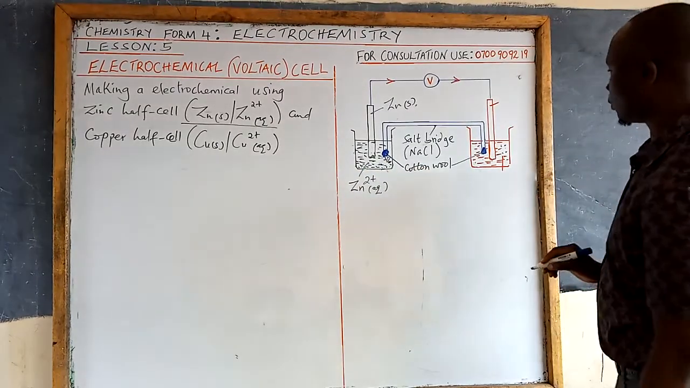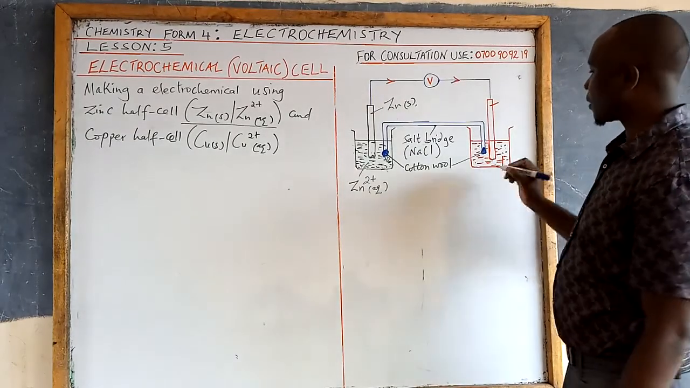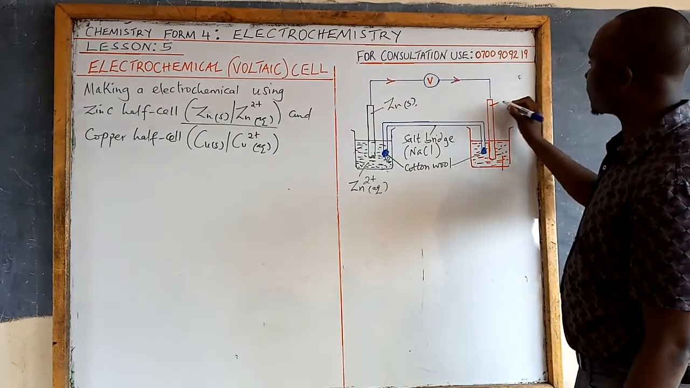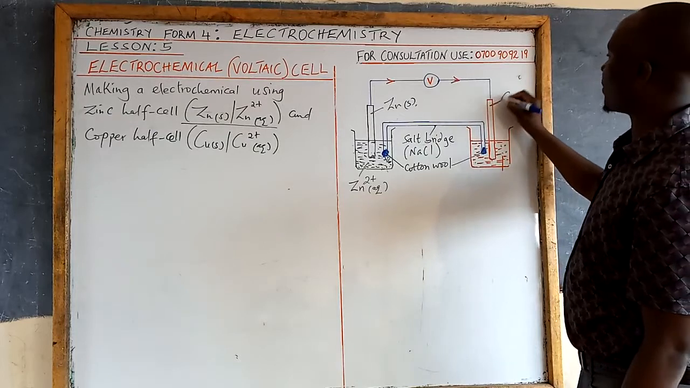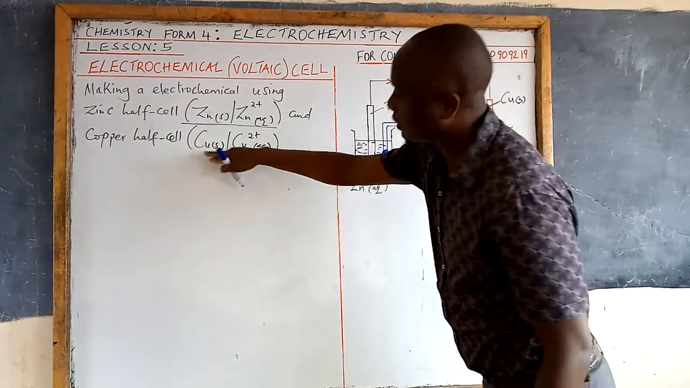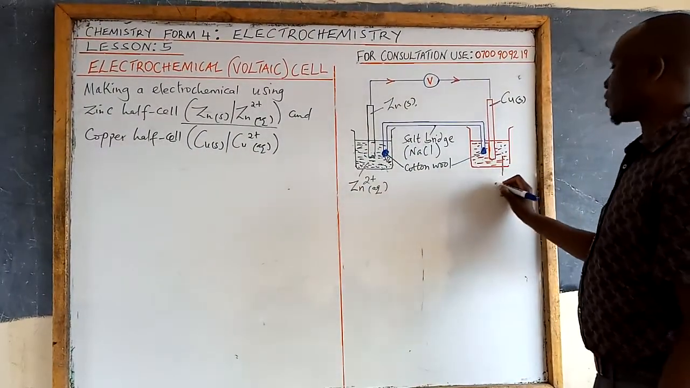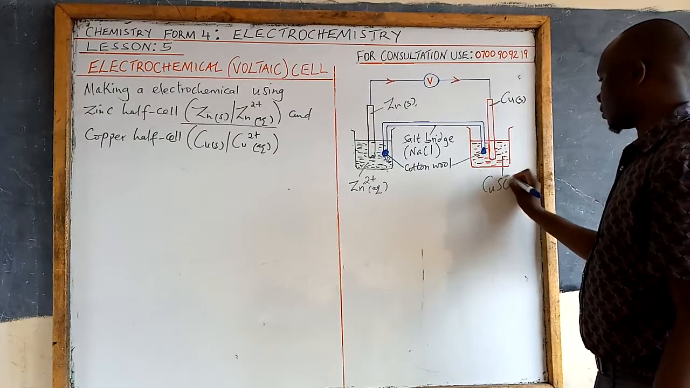It should be a soluble salt. So there you refer to solubility rules to know which salts are soluble. Then this is going now to be the copper rod or copper plate, so the solid, which is this part here, copper solid, and then this will be copper 2 sulfate solution.